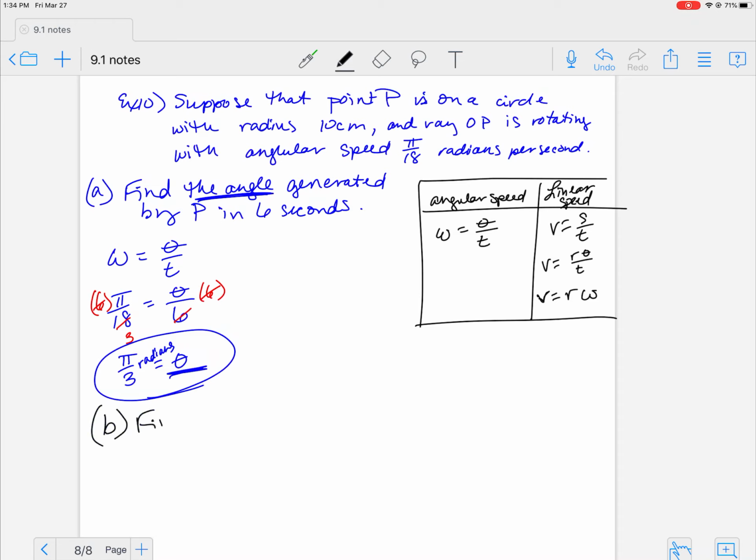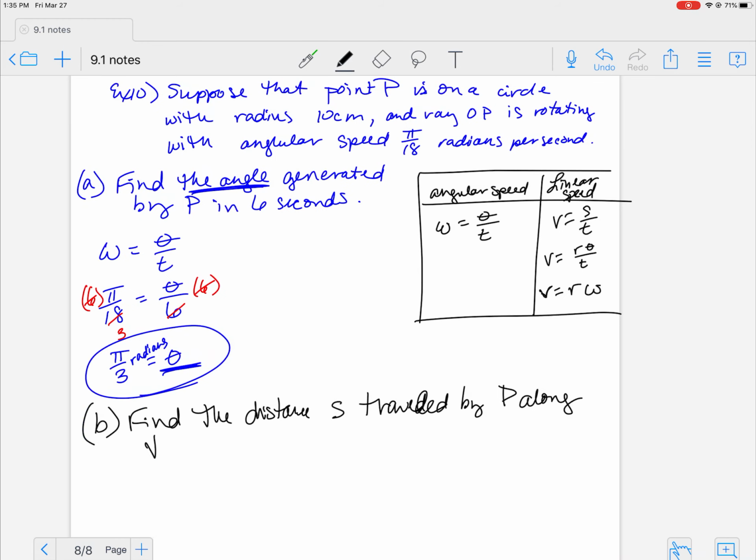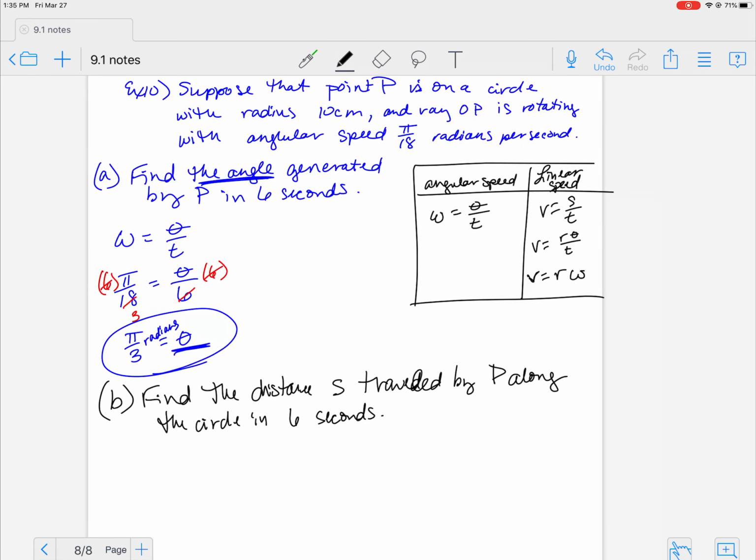What if I want to find the distance S traveled by P along the circle in 6 seconds? So I want to find traveling around the circle. That's my arc length.